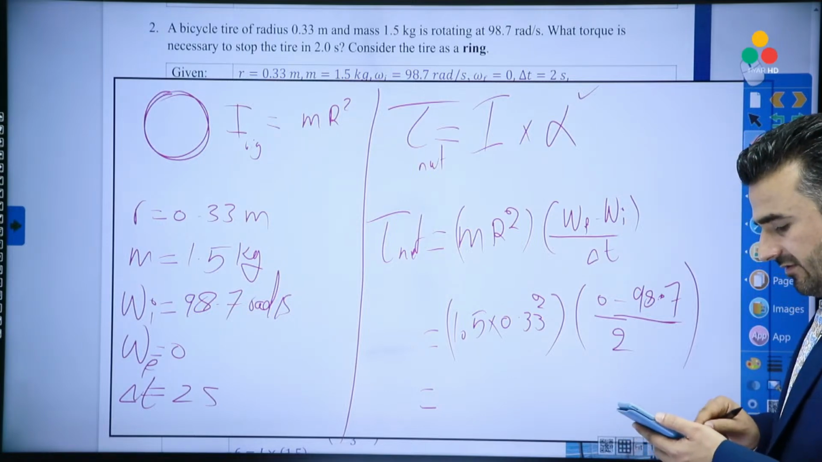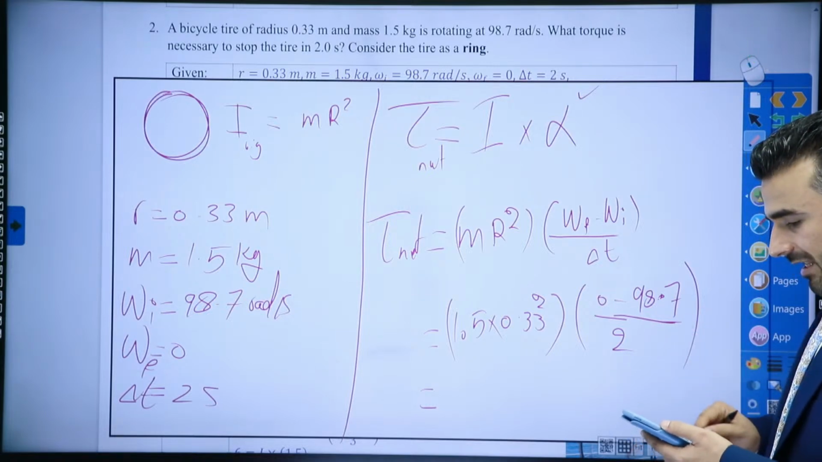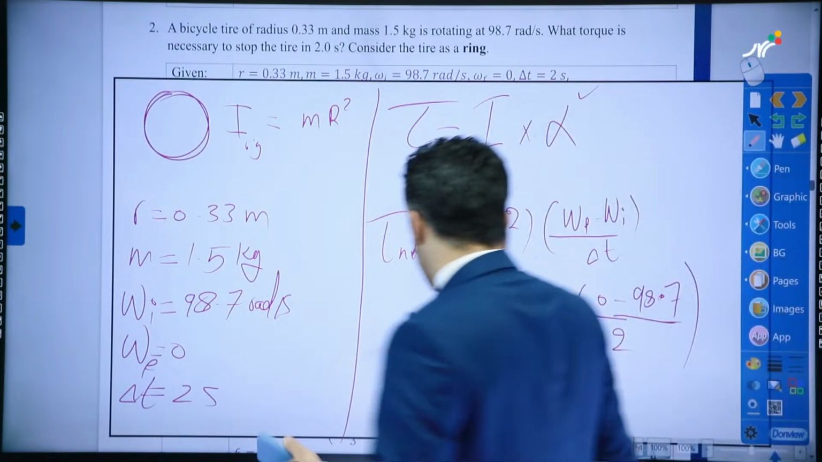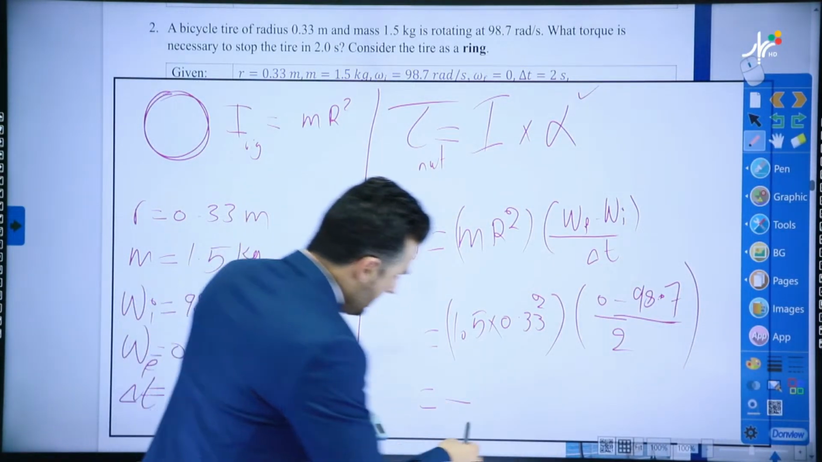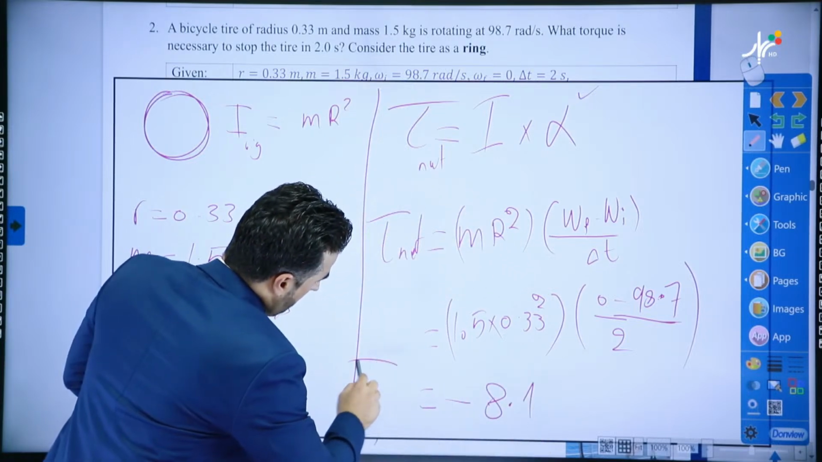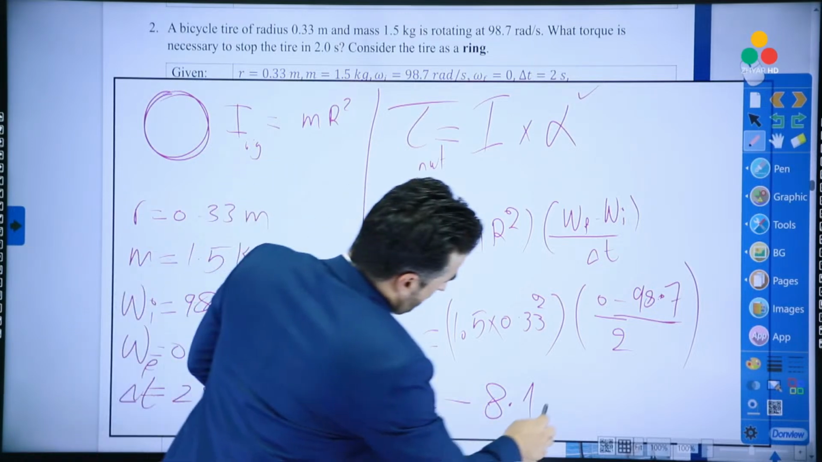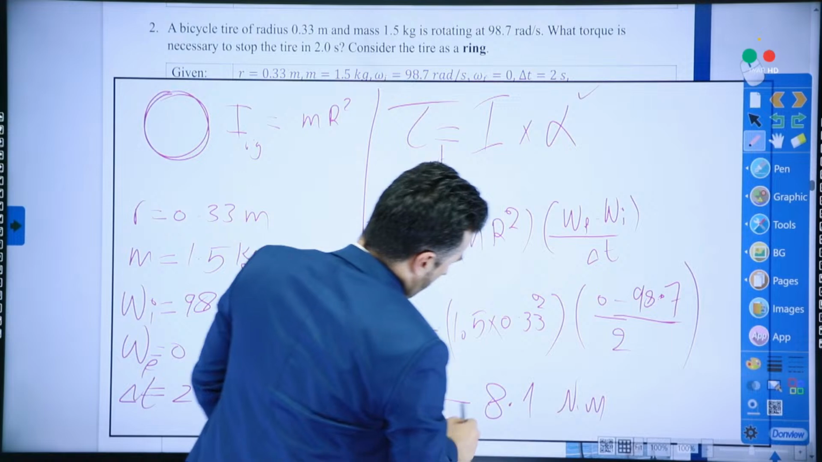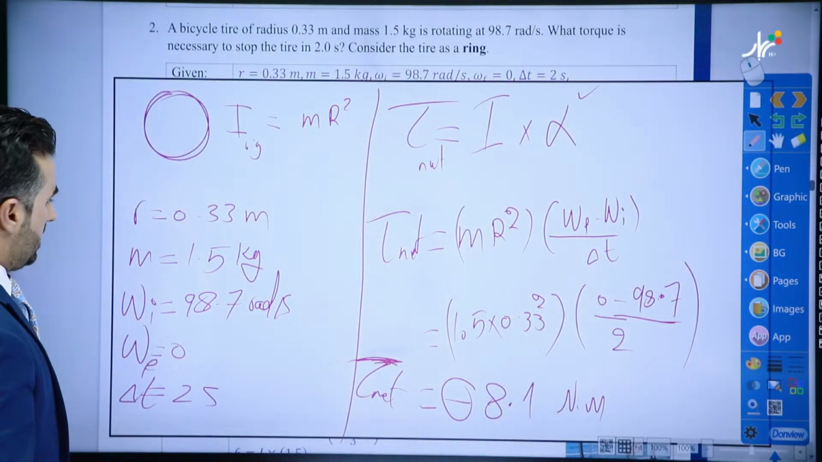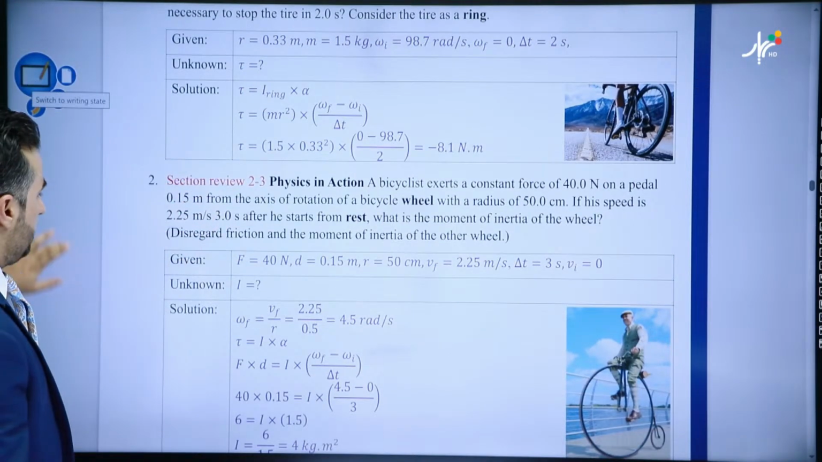We can just use negative 98.7 divided by 2. And of course, we'll get negative 8.06. If we're going to use 2 digits, of course, it is going to be negative 8.1 by rounding. And that is the net torque. In this case, of course, the unit is Newton meter. So what is this negative for? This negative just means it is slowing down. Negative 8.1.